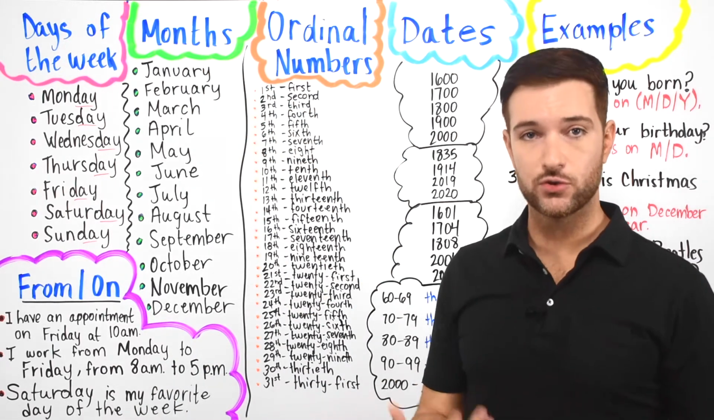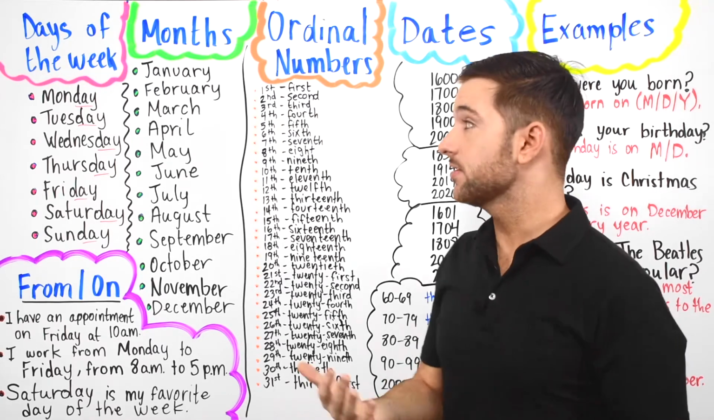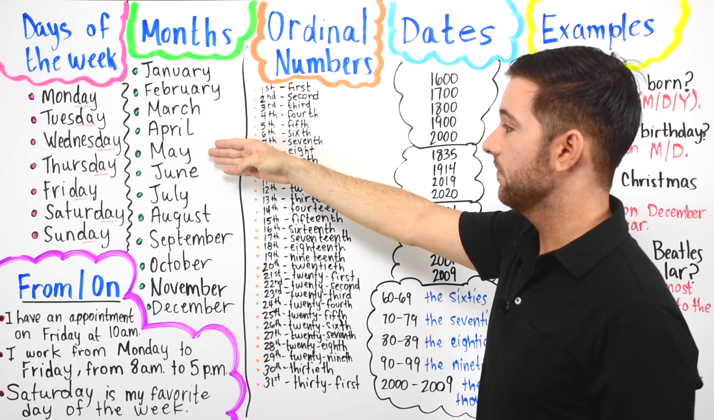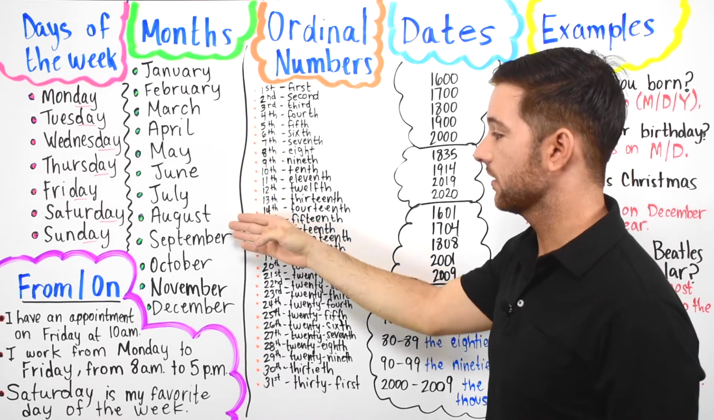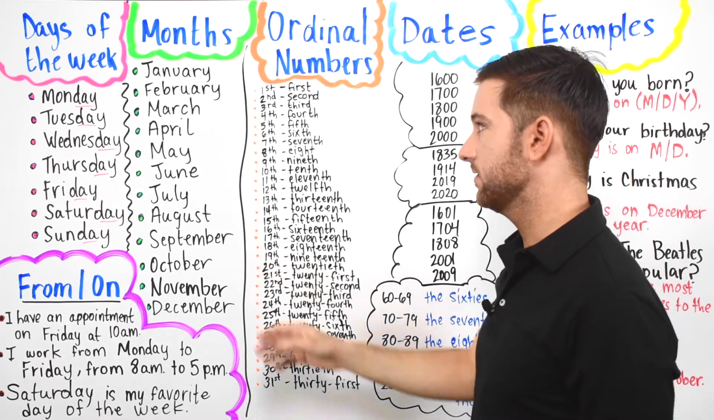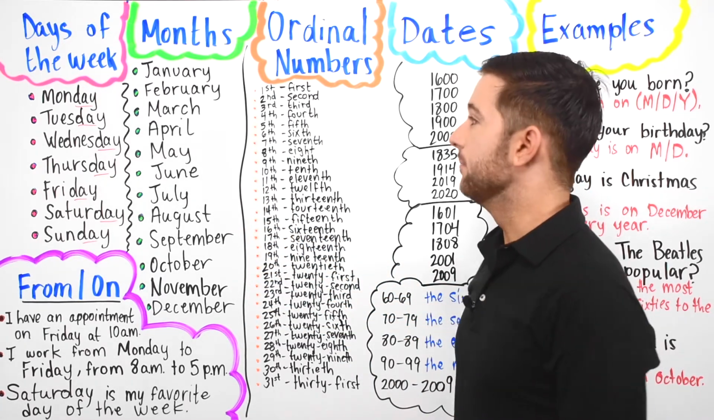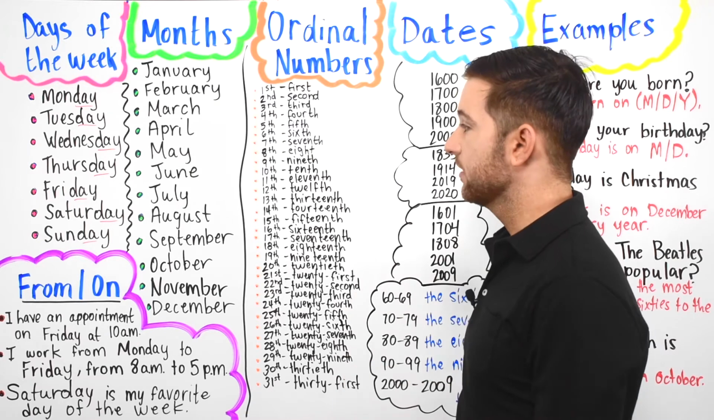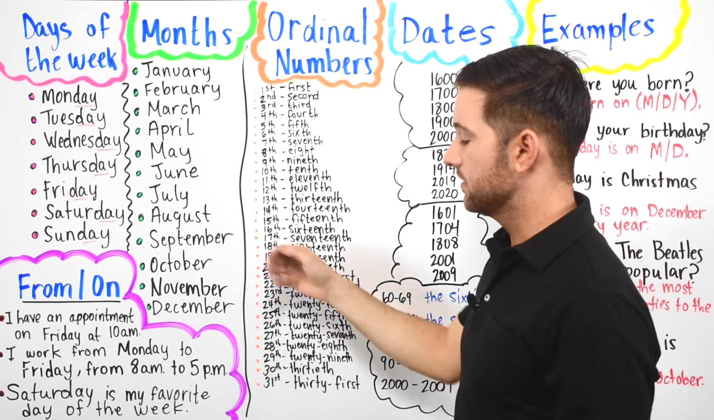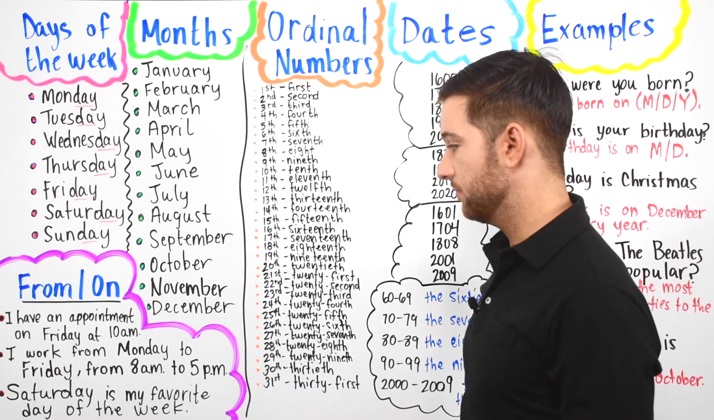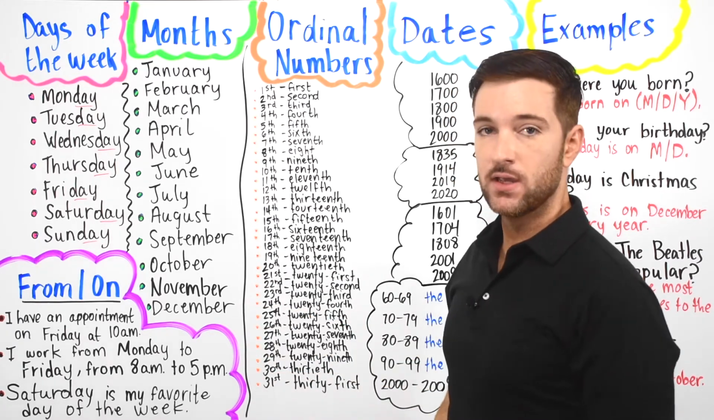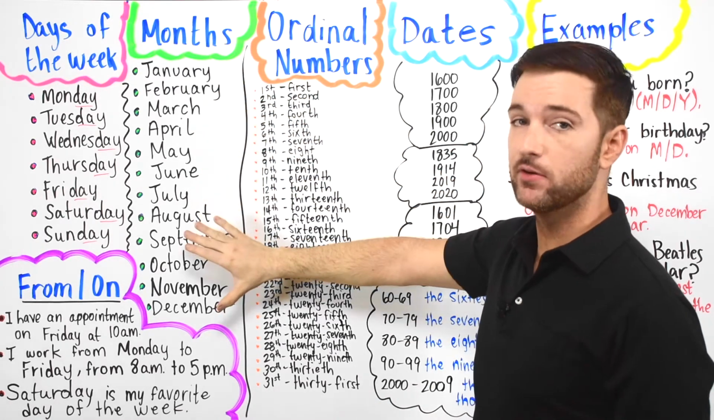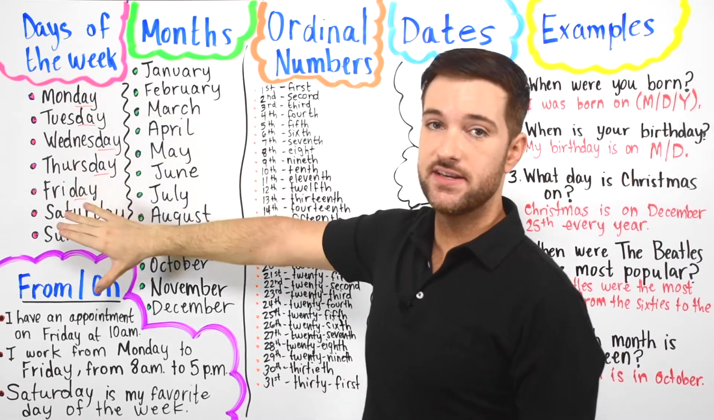Okay, remember that there are 12 months in a year. The months are January, February, March, April, May, June, July, August, September, October, November, and December. I'll say it one more time. January, February, March, April, May, June, July, August, September, October, November, and December. Okay, so these are the months of the year. Make sure to memorize these. Also, make sure to memorize the days of the week.